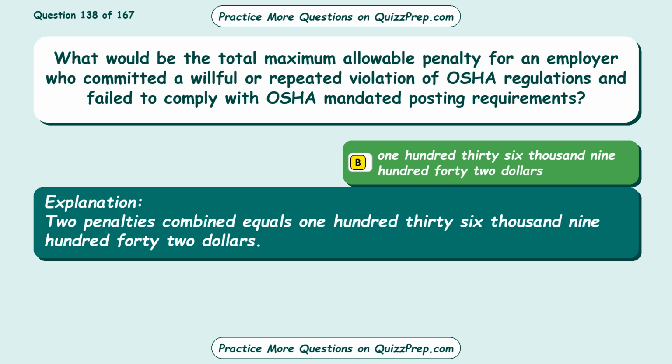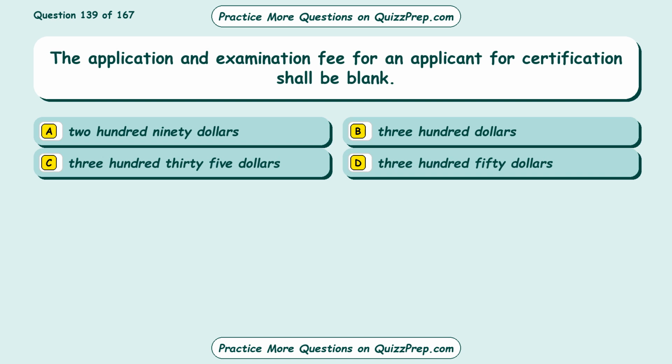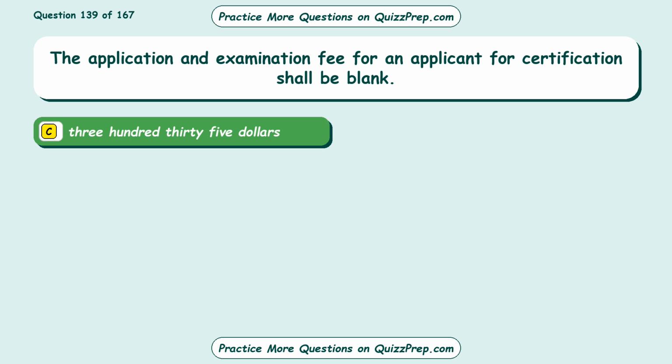Question 139. The application and examination fee for an applicant for certification shall be blank. Option A, $290. Option B, $300. Option C, $335. Option D, $350. The correct answer is option C, $335.